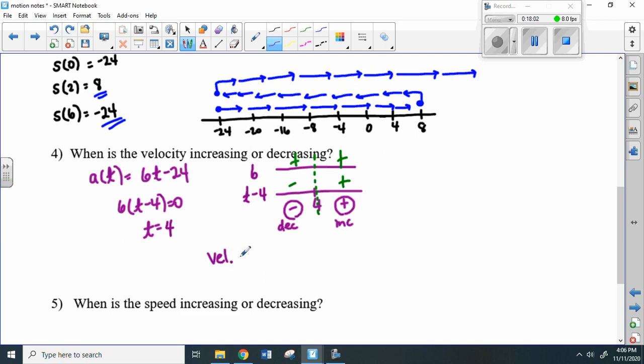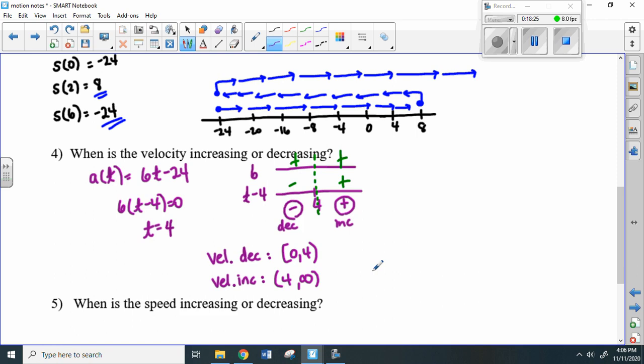Okay, so velocity decreasing, and I need an interval. And remember, we're dealing with time, so we want to start at 0. And then velocity is increasing from 4 to infinity. Okay, so that means velocity, right, is not increasing or decreasing.